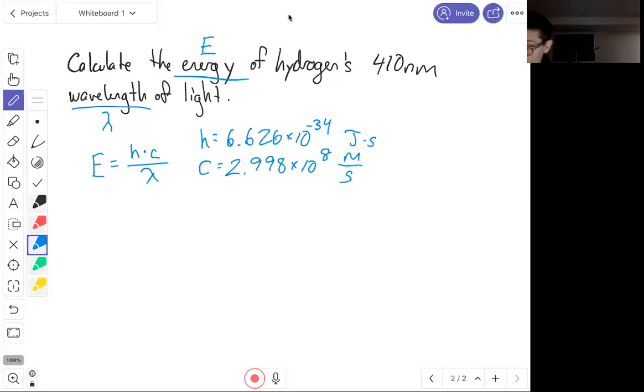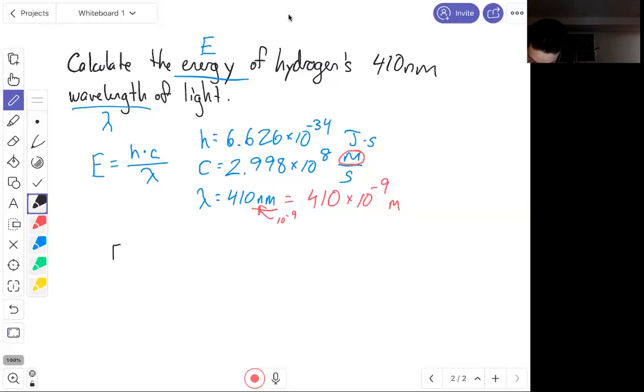Our energy answer will be in joules, and I was given the wavelength of 410 nanometers. But the problem here is it's in nanometers, and to cancel out this, I need it to just be in meters. Well, that's easy enough because I know that nano is times 10 to the negative 9. So that's 410 times 10 to the negative 9 meters. So I now have all three numbers, and I can simply plug them in to my formula.